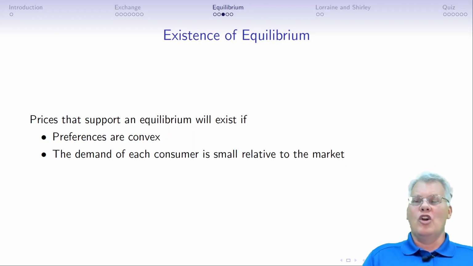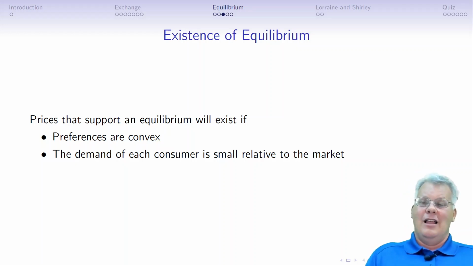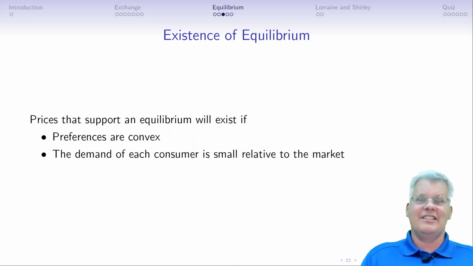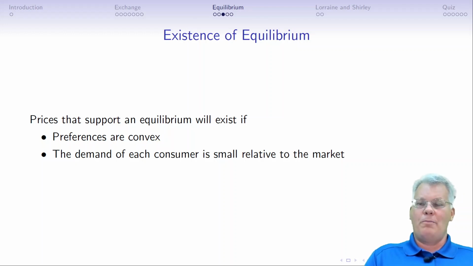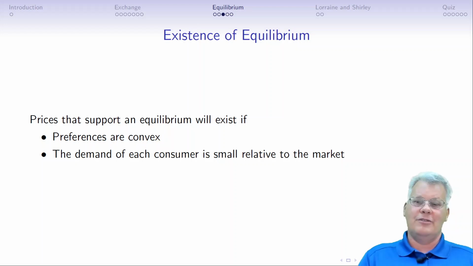And Varian goes through this in a fair amount of detail in the text. He derives these conditions. I'll just state them for you in the interest of time. The first necessary condition is that preferences are convex. And you remember, Varian described convex preferences way back in chapter 3 as this notion that balanced bundles are preferred to extreme bundles, right?